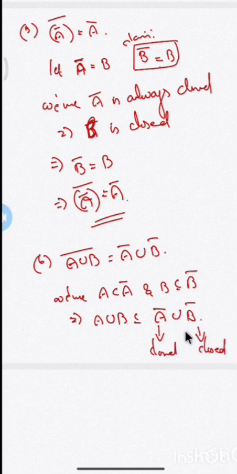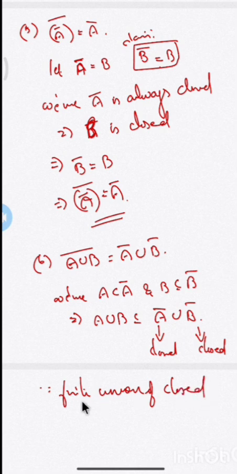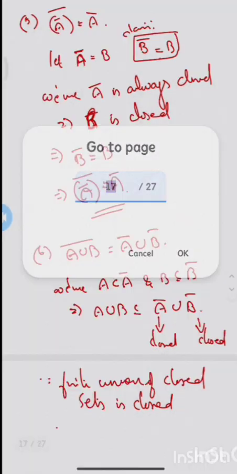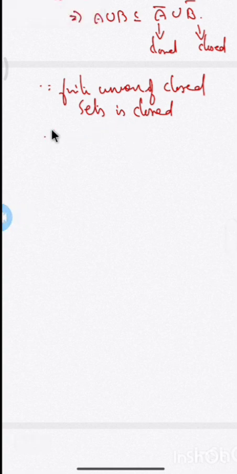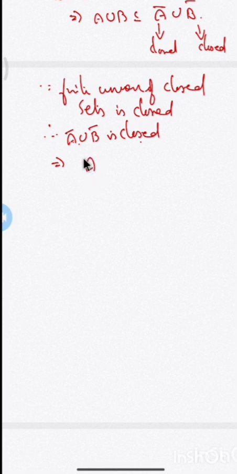And we have a finite union of closed sets is closed. If you take a finite union of closed sets, that is again closed. Therefore, A closure union B closure is closed. And what is A closure union B closure? A closure union B closure is a closed set which contains the set A union B.